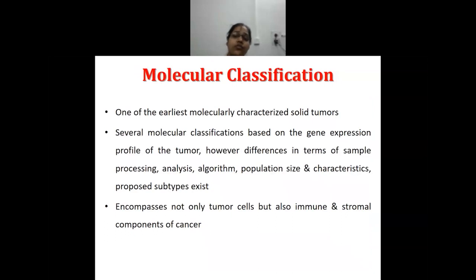Molecular classification of colorectal cancers. Colorectal cancer is one of the earliest molecularly characterized solid tumors. Several classifications have been given based on gene expression profile of the tumor. However, there are differences in terms of sample processing, analysis, algorithm, population differences, and proposed subtypes. And these classifications not only encompass the tumor cells, but also the immune and stromal components of the cancer.